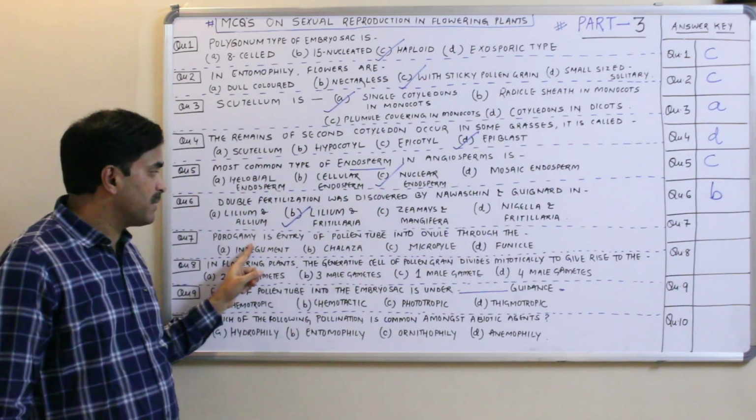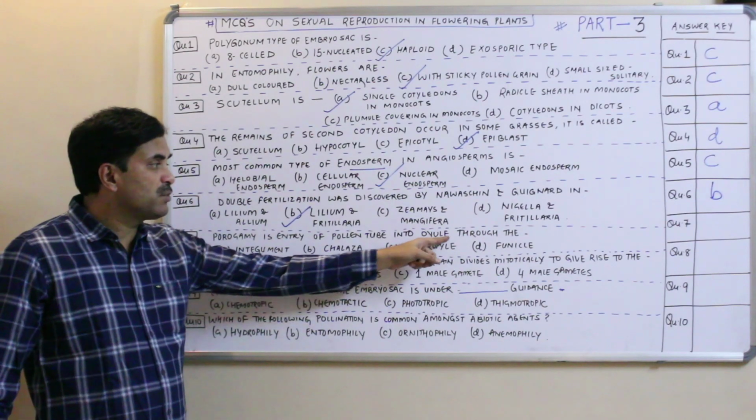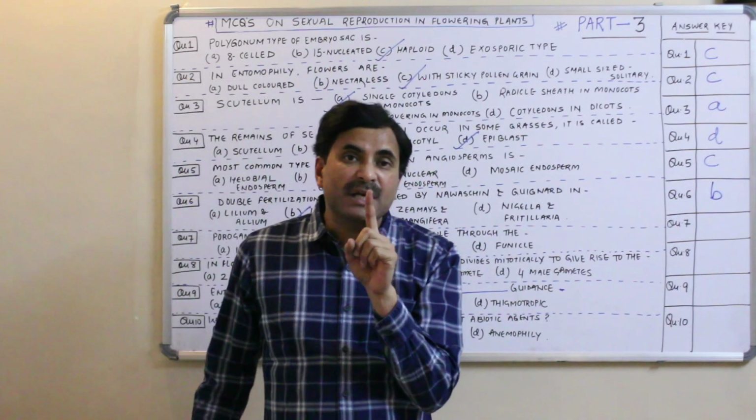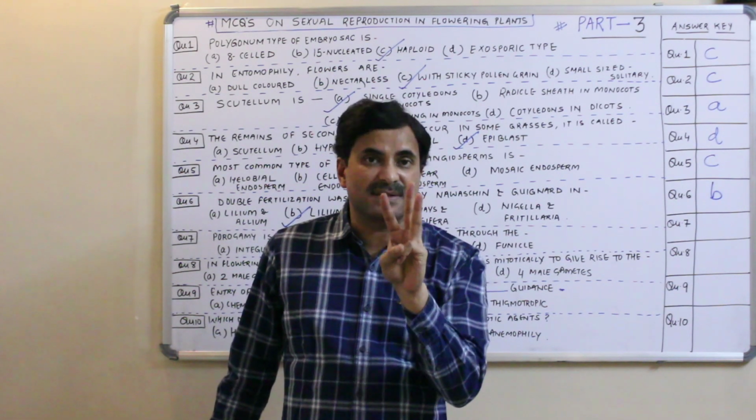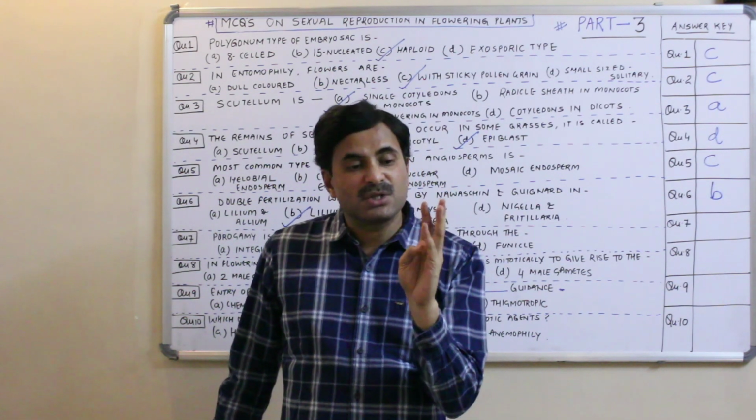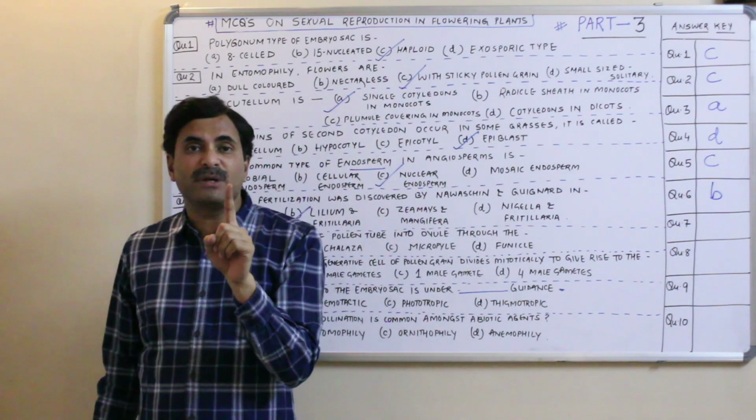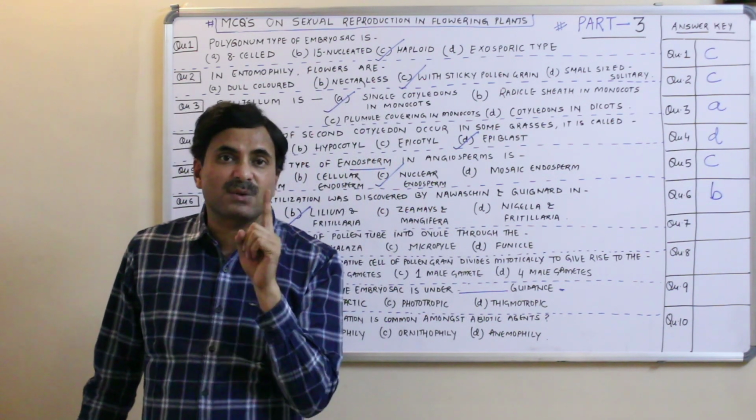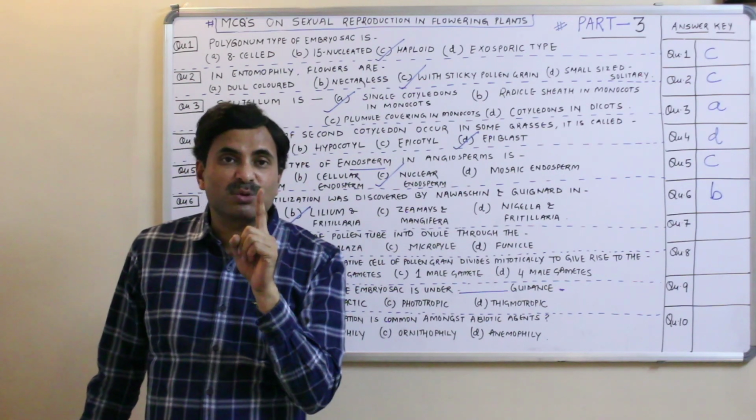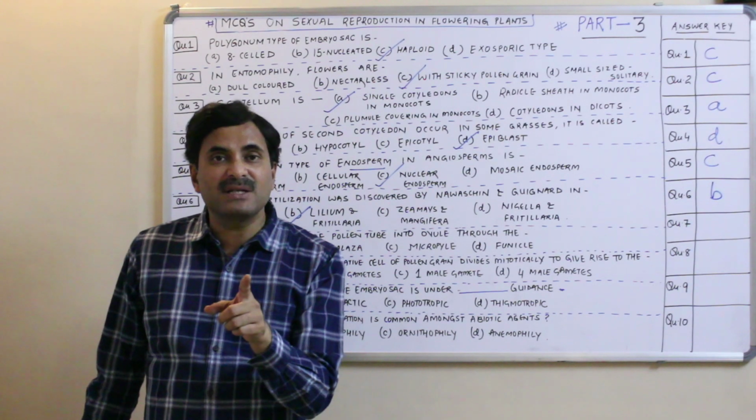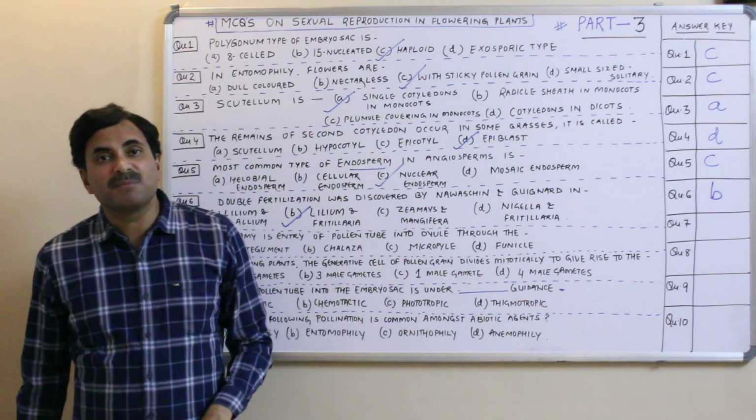Question number 7. Porogamy is the entry of pollen tube into the ovule through. The entry of the pollen tube into the ovule can occur by 3 ways: porogamy, chalazogamy and mesogamy. When the entry of the pollen tube into the ovule occurs through the micropyle, it is called porogamy. When it occurs through the chalazal end, it is called chalazogamy. And when it occurs through the integuments, it is called mesogamy.